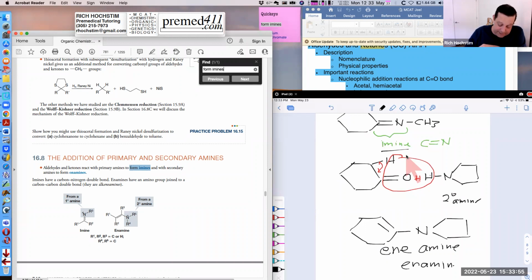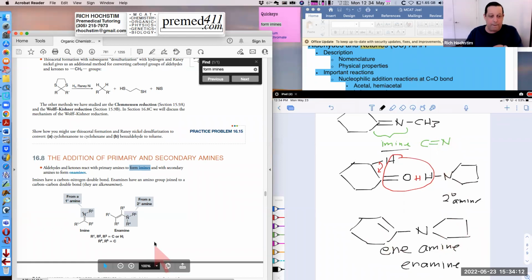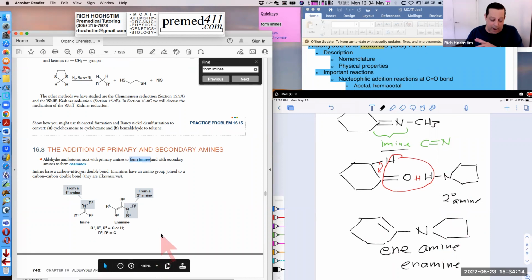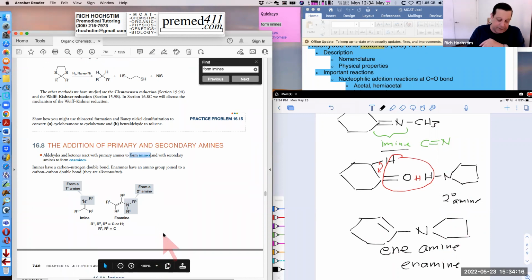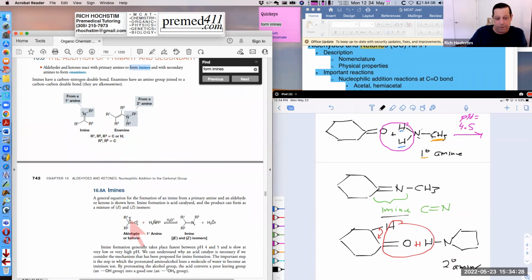And it turns out that synthetically, there's a rather large number of cool reactions we can do with these, but they're not on the MCAT, at least according to the people that make the MCAT. So you just need to know how to get to there. So I guess what I want to do is just emphasize that it's all about whether you have a primary amine or a secondary amine, whether you get an imine or an enamine. And that's what they're doing over here.